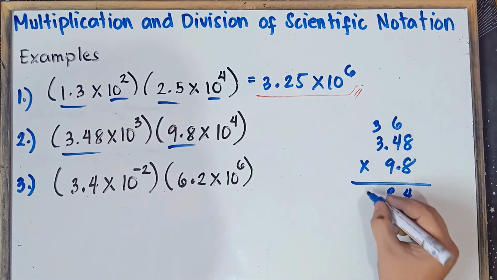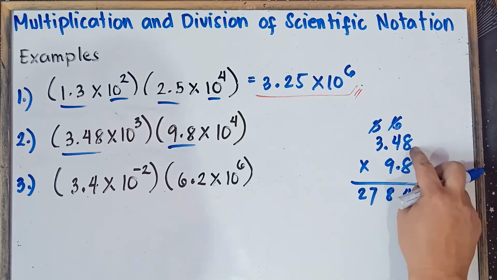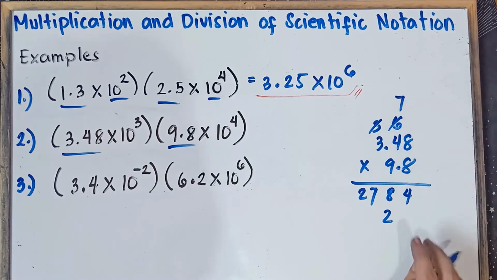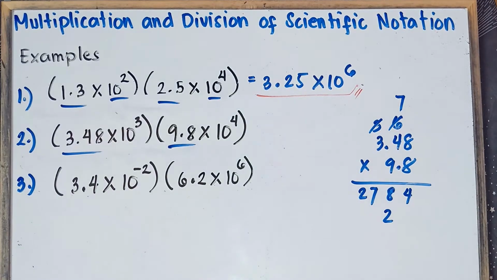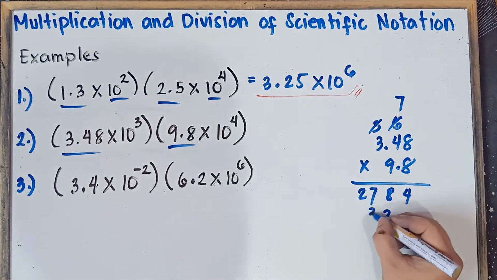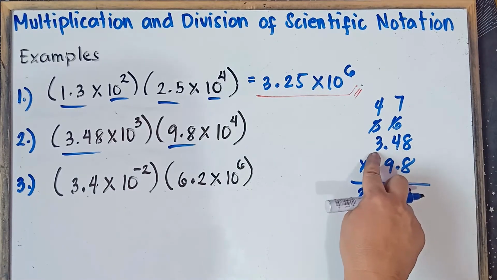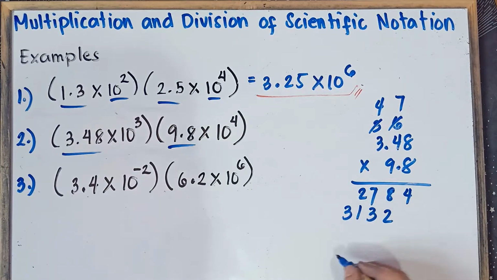Plus 3, that would be 27. Alright, and then we're done with this one. And then simply multiply 9 times 8, that would be 72. So 2 carry 7. 9 times 4, that would be 36, plus 7. What's the answer, class? That's correct, that would be 43. 3 carry 4. 9 times 3, that would be 27, plus 4. What's the answer, class? That's correct, that would be 31.